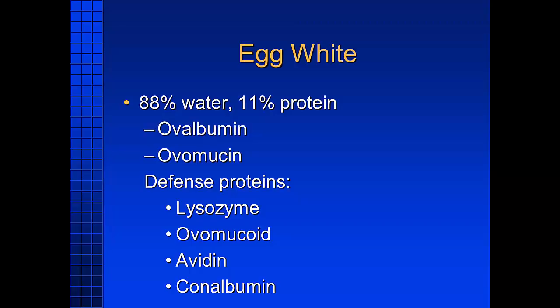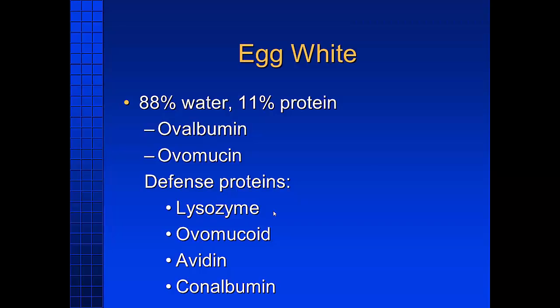Now, the egg white contains about 4 different proteins that serve as defense mechanisms, and these are listed here. So the first of these is lysozyme. Lysozyme breaks the cell walls of certain microorganisms, killing them. Ovomucoid is a protein, and ovomucoid is a trypsin inhibitor.